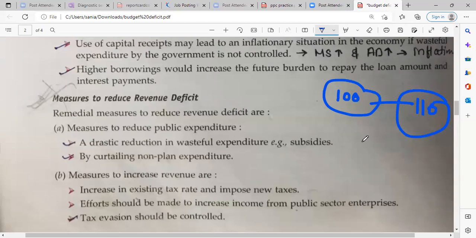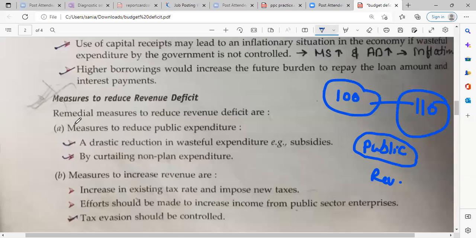So basically, for example, I am the government. If the public spends more money, only then will I get extra money. Or there are some other ways to increase my revenue. So if the public spends more, then I can reduce my revenue deficit. Or the other way is, I have to find some alternative way to increase my revenue.